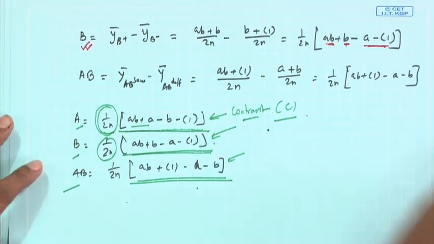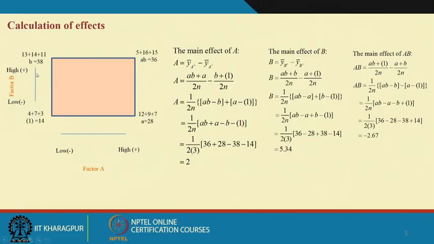Okay. So, with this description and given this data, we found that A equals 2. What does it mean? If you change A from low to high, or minus to plus, then the y change will be 2 units.